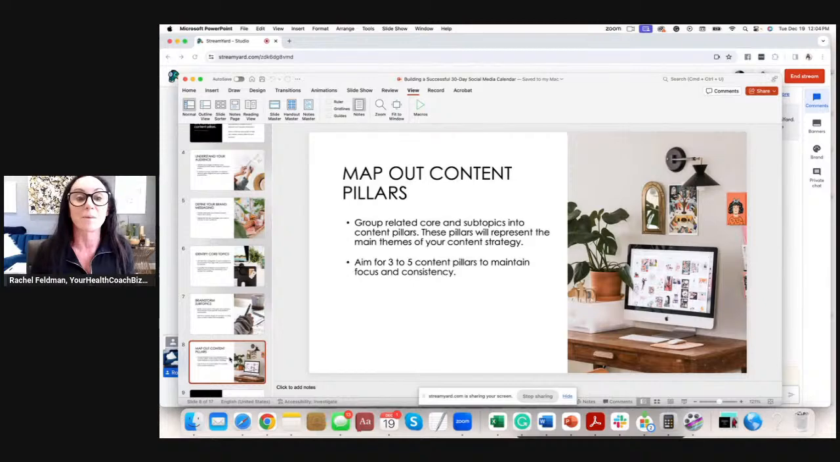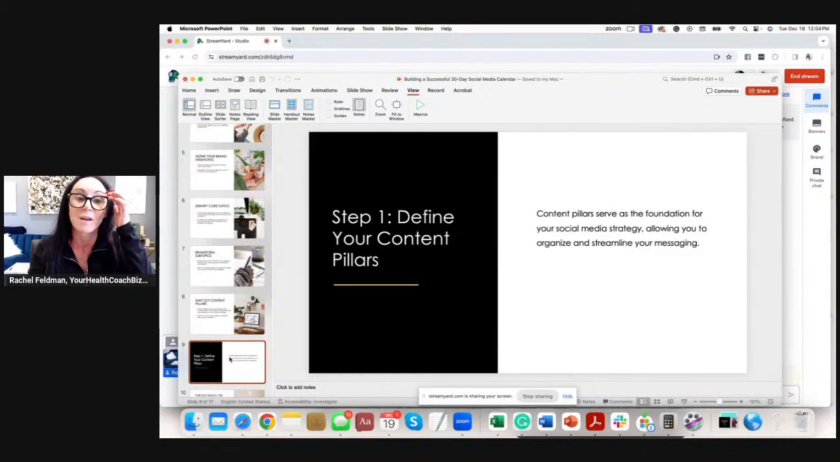Map out your content pillars. Group related core topics and subtopics into content pillars. These will represent the main themes of your content strategy. Aim for 3 to 5 content pillars to maintain focus and consistency. As long as you're bringing it back to gut health, you want to think of the areas where you're constantly diving into. So step 1 is define your content pillars.